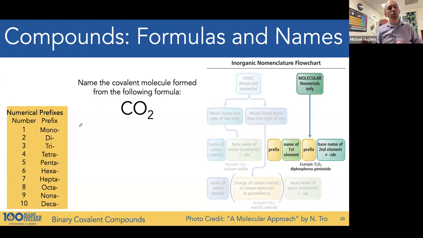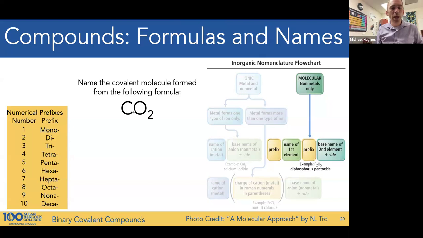And the other rule that we should know, which will be applied here first, is that when the first element has only one atom, rather than having the prefix mono, we'll have no prefix at all. The formula is prefix, name of the first element, prefix, name of the second element with that suffix -ide that's always present in our nomenclature, with the only caveat, if the first element is mono, we'll drop the mono.